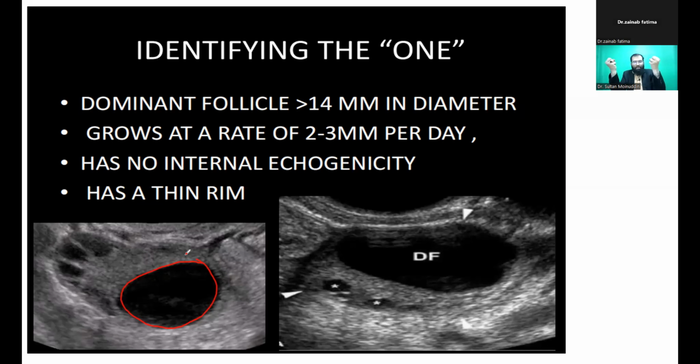Now you see there is an ovary and you find a follicle which is more than 14 mm in diameter, that means it's a dominant follicle. This follicle has to be monitored daily. It grows at the rate of 2 to 3 mm per day. It has no internal vascularity, no solid areas, and it has a thin, non-perceptible rim. Very important: how do you differentiate a dominant follicle from a corpus luteum? This is an important point. It does not have internal vascularity or peripheral vascularity like you see in a corpus luteum. We'll see what that is. And it has a thin rim.